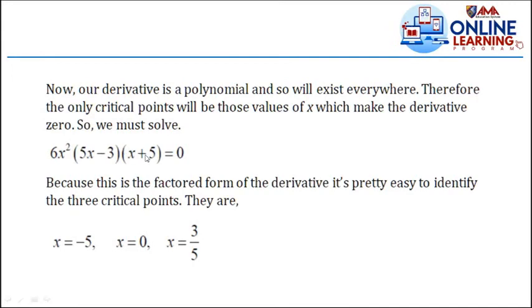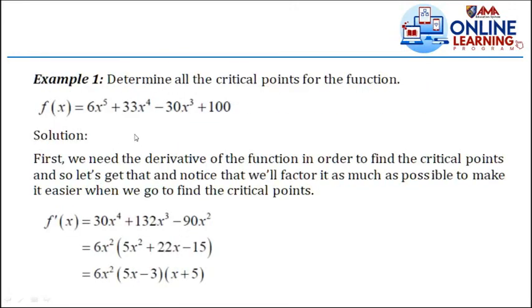We have x plus 5 is equal to 0, so we have x equals negative 5. And then 5x minus 3 is equal to 0, so we have 5x equals 3, or x equal to 3 over 5. 6x squared is equal to 0, so therefore x will be equivalent to 0. So these are now the three critical points of our function.